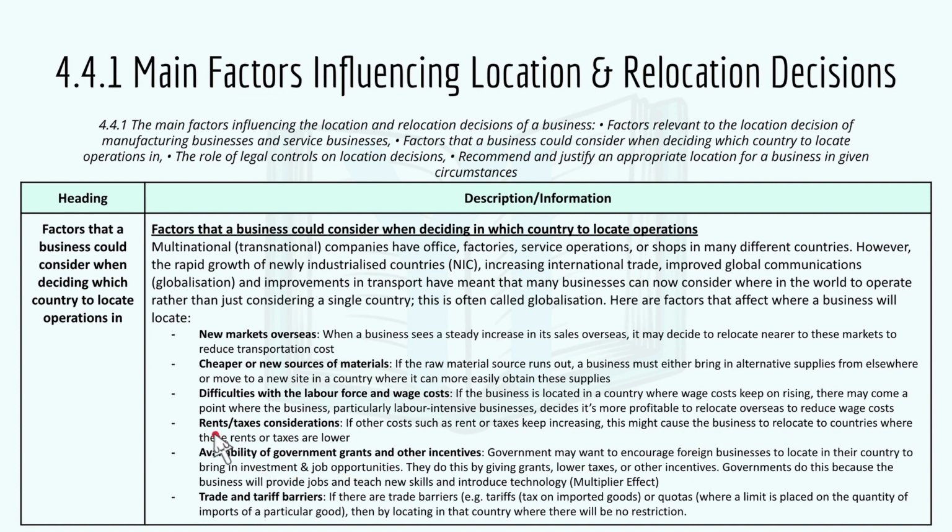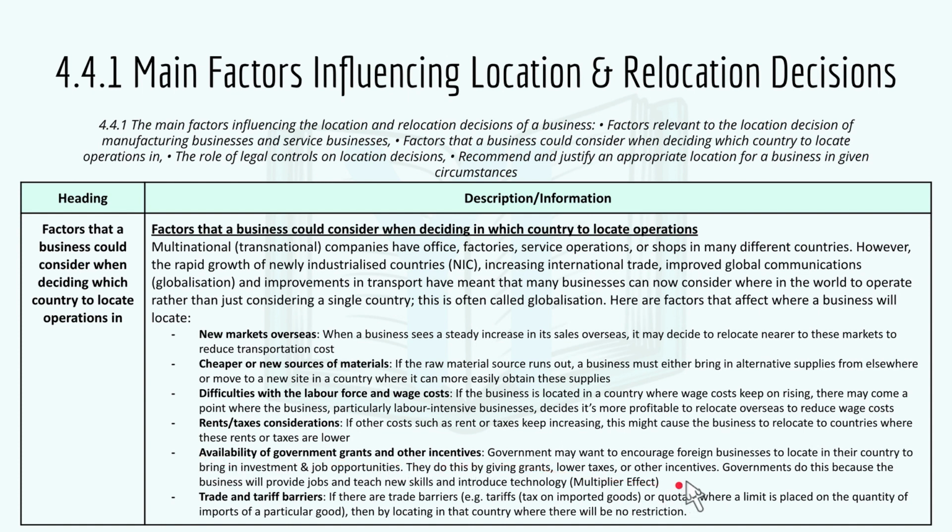And then we have rent or taxes considerations. If other costs such as rent or taxes keep increasing, this might cause the business to relocate to countries where these rents or taxes are lower. Then we have availability of government grants and other incentives.